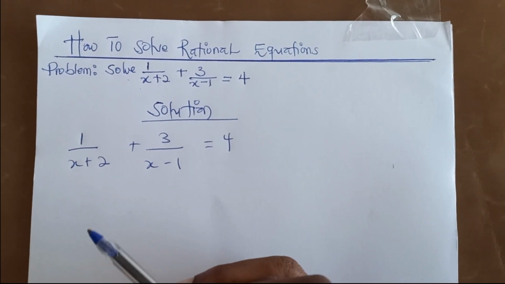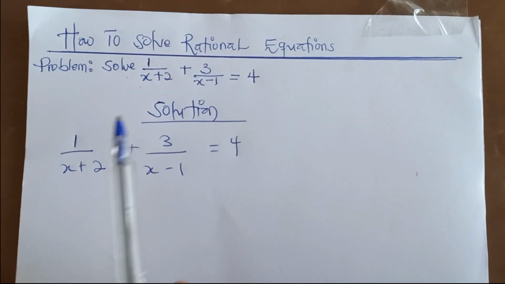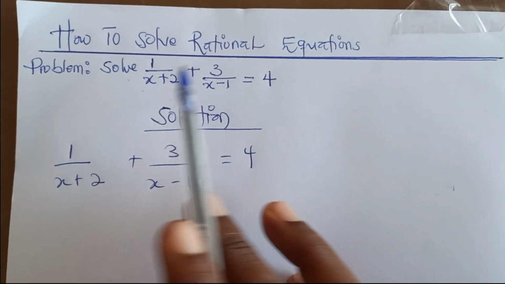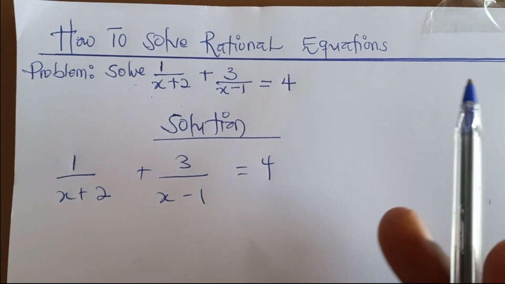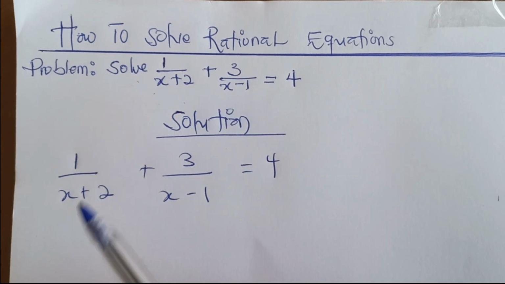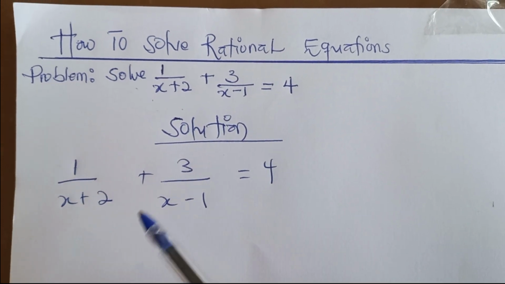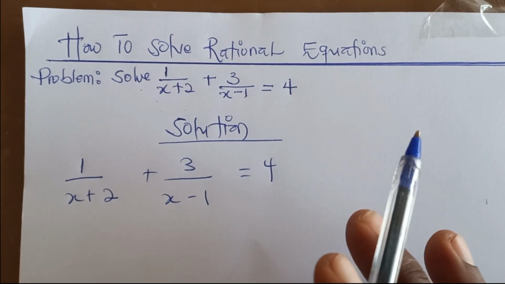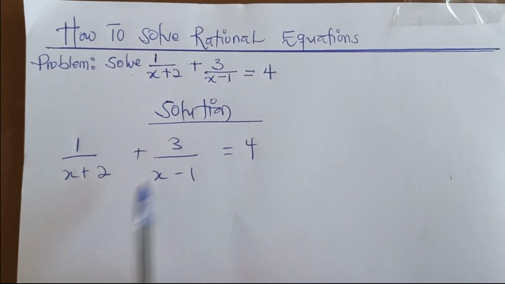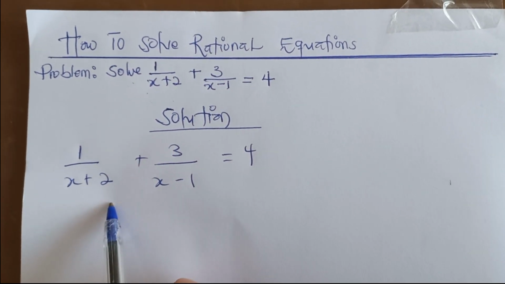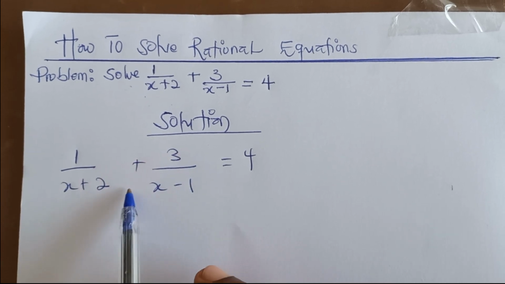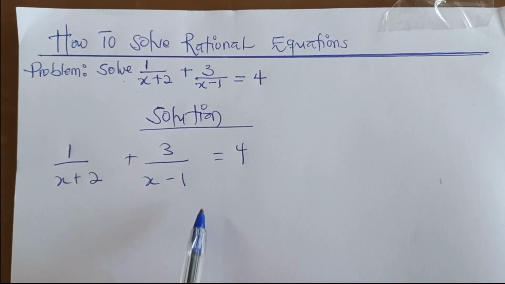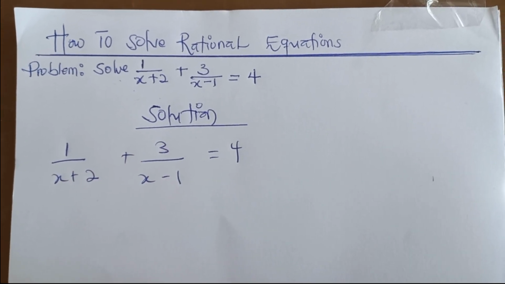So today we are going to look at how to solve rational equations. I'm going to use this problem to explain and teach how to solve a rational equation in a simple way. So the problem is 1 over x plus 2 plus 3 over x minus 1 is equal to 4.